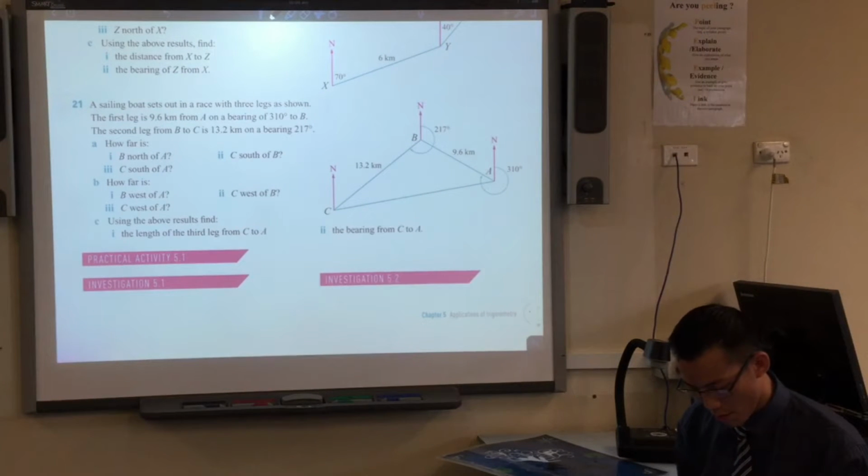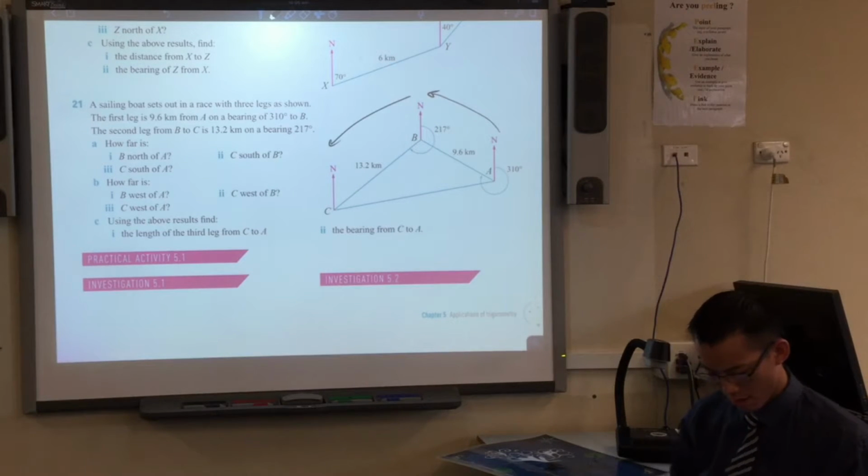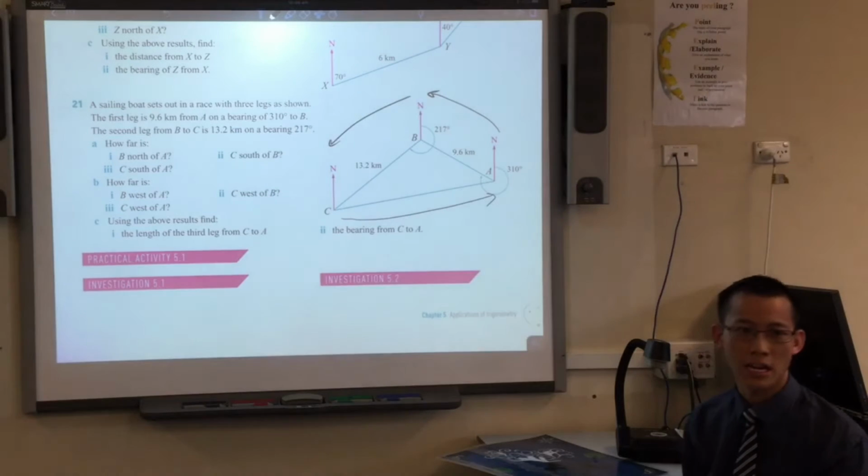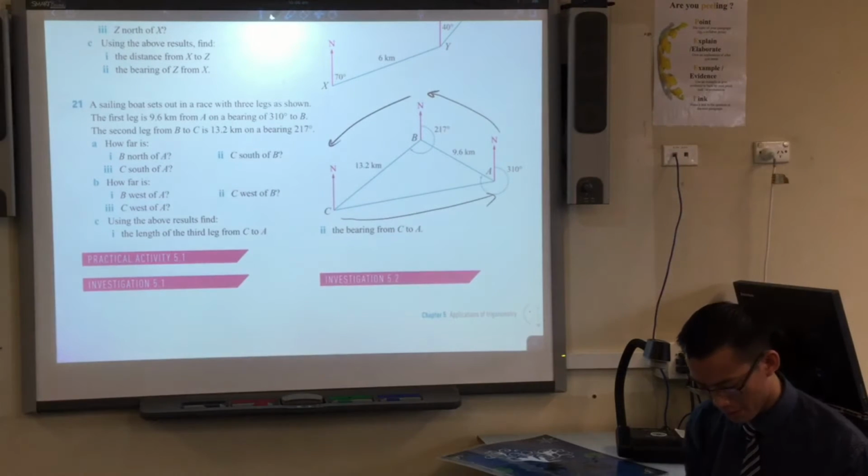First, it goes from A to B, so it's going this way, right? Then it goes from B to C. So it finishes, hold on, three legs, it comes back, doesn't it? It returns to its starting point. That's the third and final leg, okay?